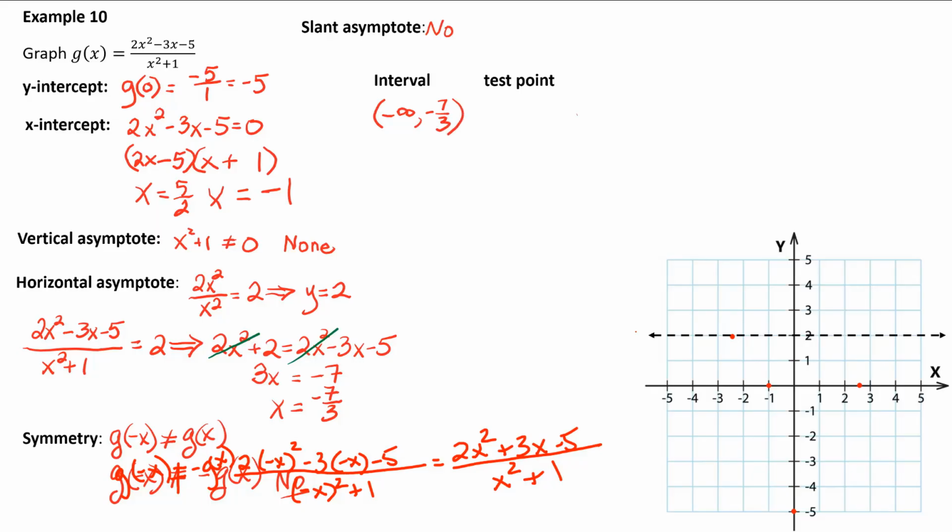All right, so now we're going to look at how the function is behaving on these intervals. Okay, we're going to look from negative infinity up to negative 7/3. And the reason we're going to look at that negative 7/3 is because something's happening there. It's crossing the asymptote. So if we pick an x value between negative infinity and negative 7/3, we can pick anything we want.